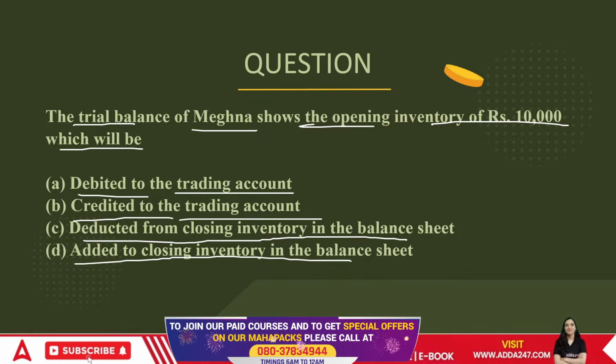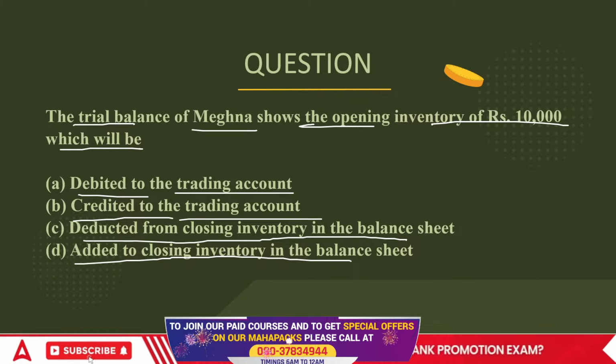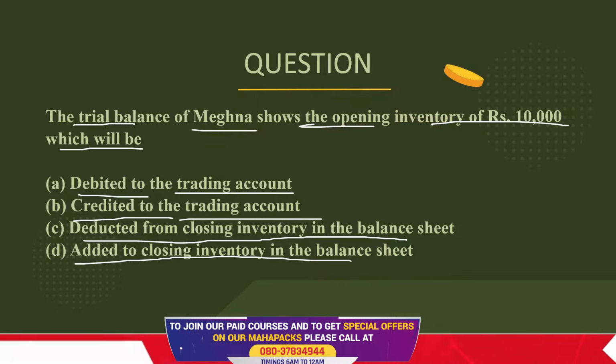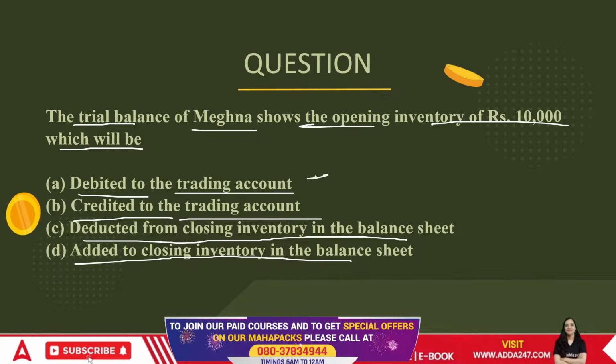The trial balance of Meghna shows the opening inventory. Opening inventory means opening raw material, opening finished goods, whatever the case may be. Right? It is debited to the trading account, credited to the trading account, deducted from closing inventory in the balance sheet, or added to the closing inventory. The opening inventory of 10,000 will be debited to the trading account.